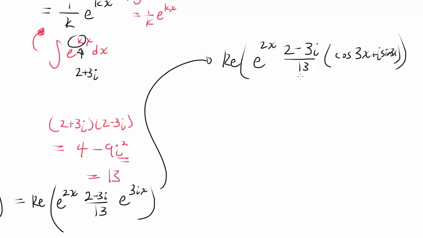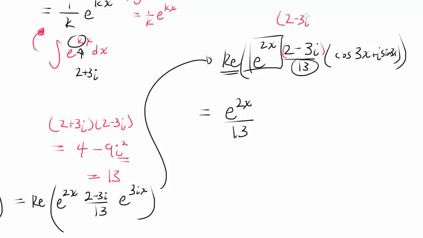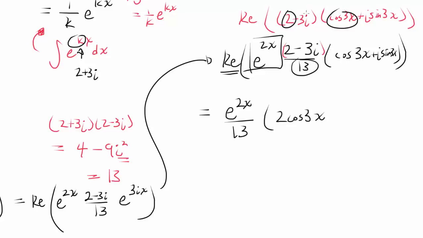So now we only have to pick out the real part of this expression, and we should be done. We know e to the 2x is real, so let's bring that out. We know 1 over 13 is real, so let's bring that out. So inside, we are left with (2 minus 3i) times (cosine of 3x plus i times sine of 3x), and we have to find the real part of this. One way to get something real is by multiplying 2 and cosine of 3x. So we have 2 times cosine of 3x. Another way of getting something real is by multiplying negative 3i and i times sine of 3x, because i squared is negative 1, which is real.